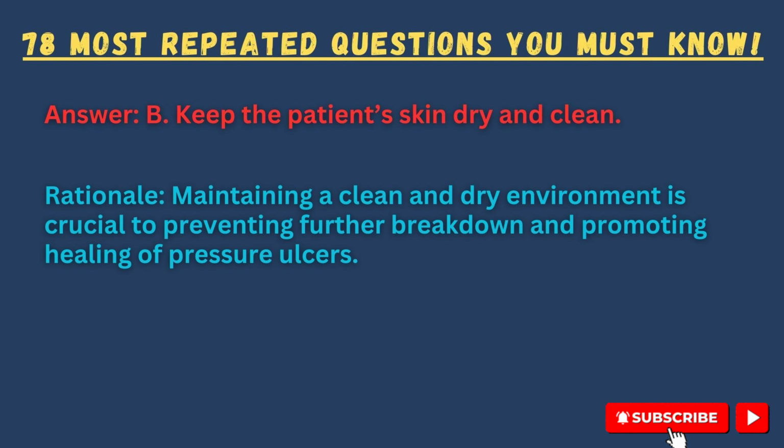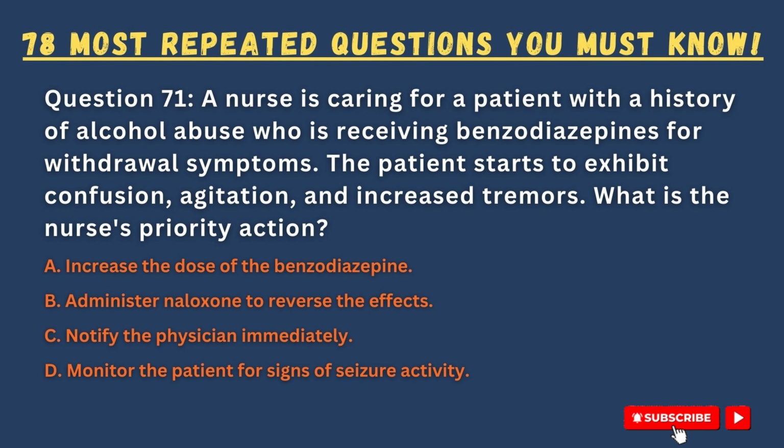Answer. B. Keep the patient's skin dry and clean. Rationale. Maintaining a clean and dry environment is crucial to preventing further breakdown and promoting healing of pressure ulcers. Question 71. A nurse is caring for a patient with a history of alcohol abuse who is receiving benzodiazepines for withdrawal symptoms. The patient starts to exhibit confusion, agitation, and increased tremors.